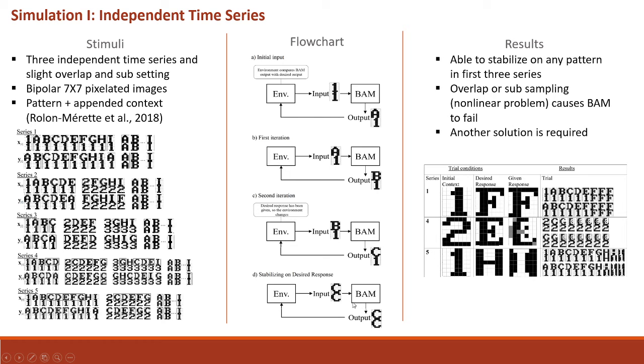that correct response. This model was able to learn and recall the first three series, stabilizing on any desired pattern with perfect accuracy. However, when presented with more complex patterns, including overlap or subtype, the BAM fails. In order to solve these nonlinear problems, a different solution is needed.